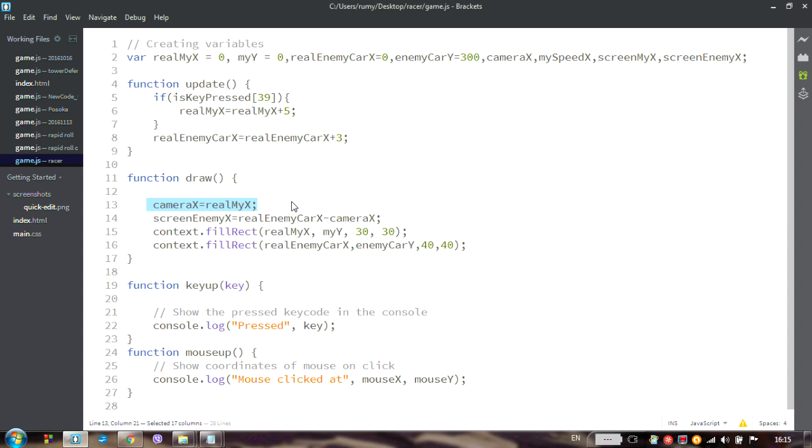So I think that the camera should be a little bit to the left from the player. So I want you to think of a better way to write this line, such that the camera is a little bit to the left, and also to use not the real coordinates but screen coordinates, just like my screen enemy X.